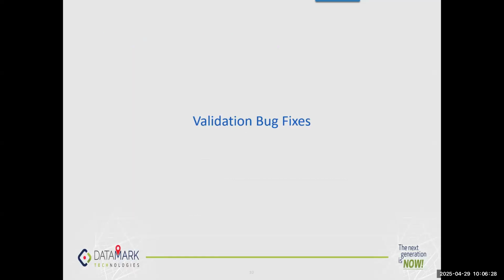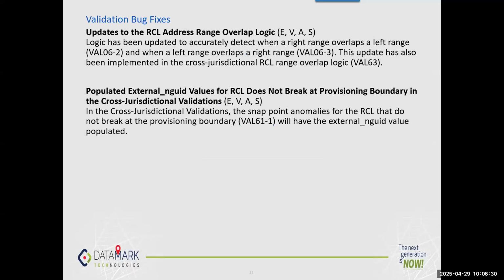All right, some validation bug fixes we did. We had some issues with the address range overlap. It wasn't flagging a left over right range overlap or a right over left range overlap, so we fixed that up. And then also our cross jurisdiction validations were not populating the external NGUID of those snap points.